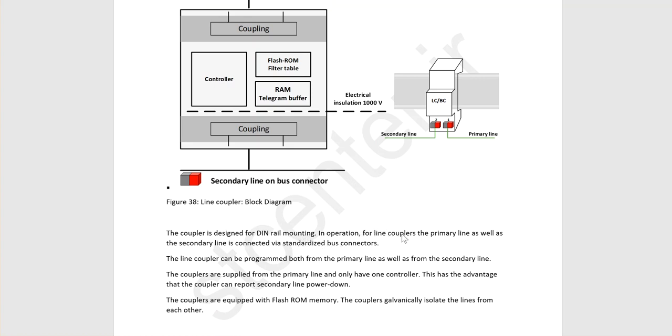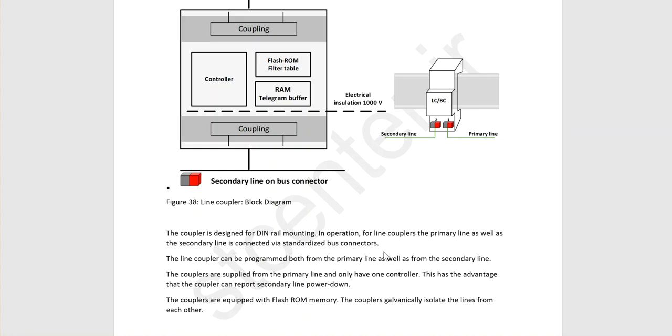For the line couplers, the primary line as well as the secondary line is connected via the standardized bus connector. Nowadays, of course, between two lines there is an insulation of 1000 volts. It is for safety. It is a nice feature. The line coupler can be programmed both from primary as well as secondary. This is really important. Your USB interface or IP interface can be connected to the secondary line or primary line, like main line and backbone line, and program the device.